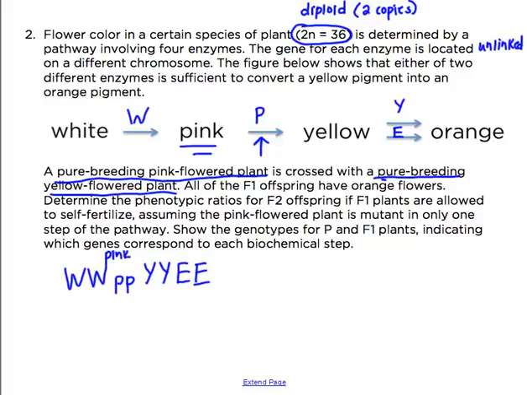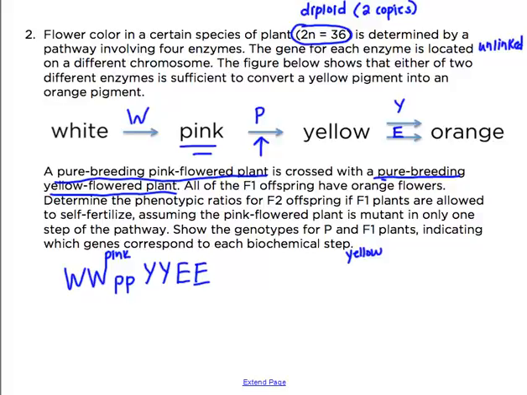Now let's look at the yellow flower plant. Well, to be stuck at a yellow pigmentation, that means that you're lacking both either the Y enzyme or also the E enzyme. And because either enzyme can bring yellow to orange, that means you must be lacking both, right, in order to be stuck at yellow.